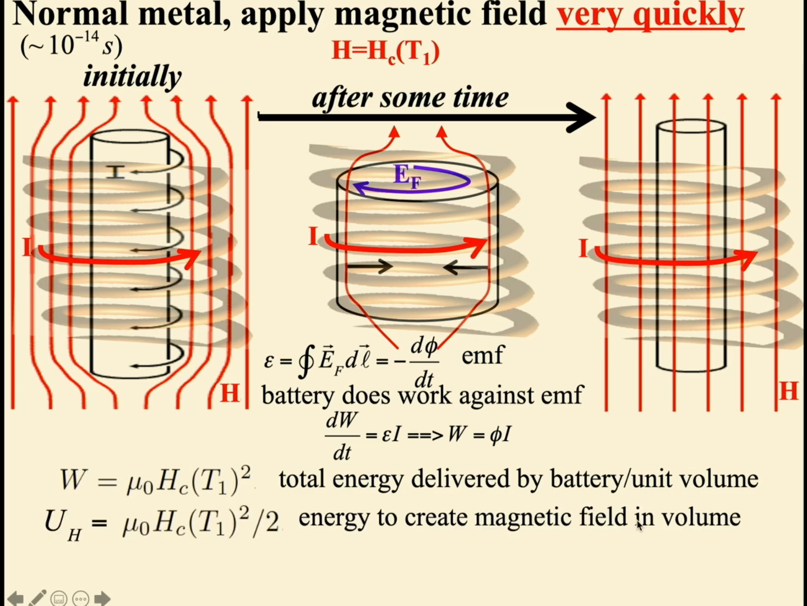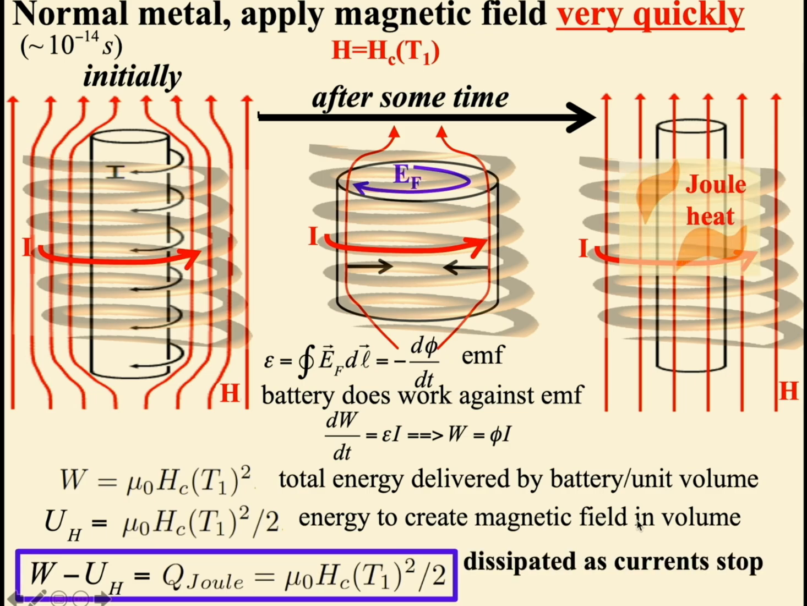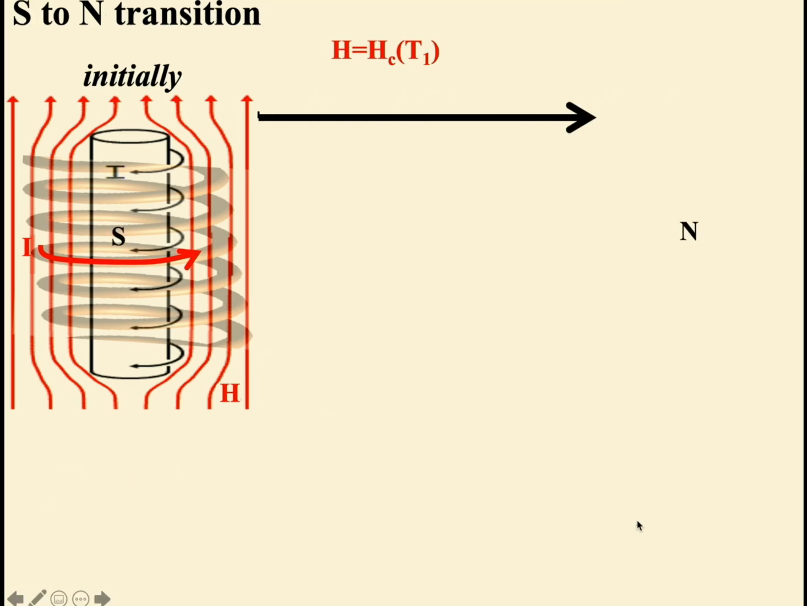Now, the energy of the magnetic field that now exists in the interior of the sample is 1/2 of the total energy delivered by the source that is in this electromagnet creating this current. The other half is Joule heat. So all of this is exact calculations. Half of the energy delivered by the battery is dissipated as the current stops. Okay? So now let's do the same exercise, and this is proportional to the volume, so it's a lot of heat. Let's do the same for a superconductor.